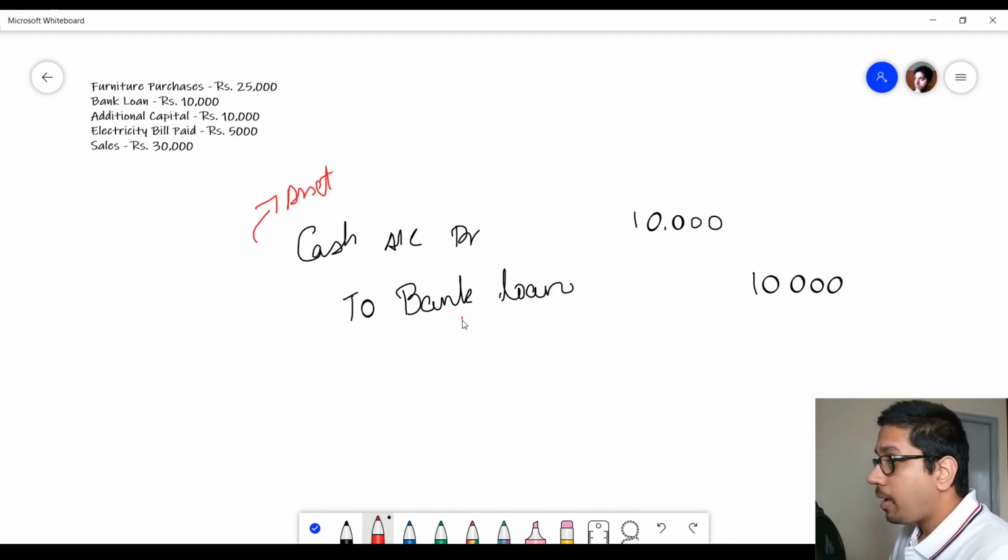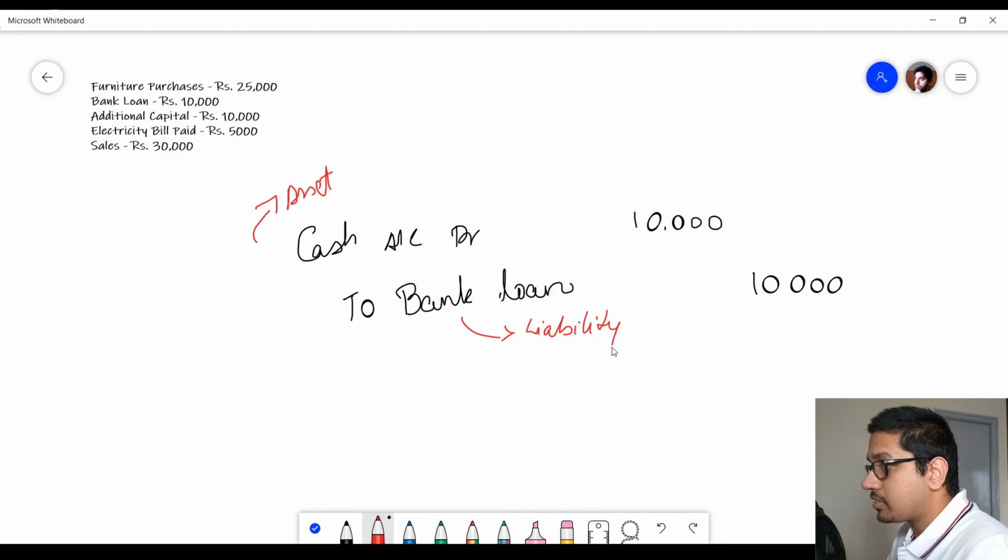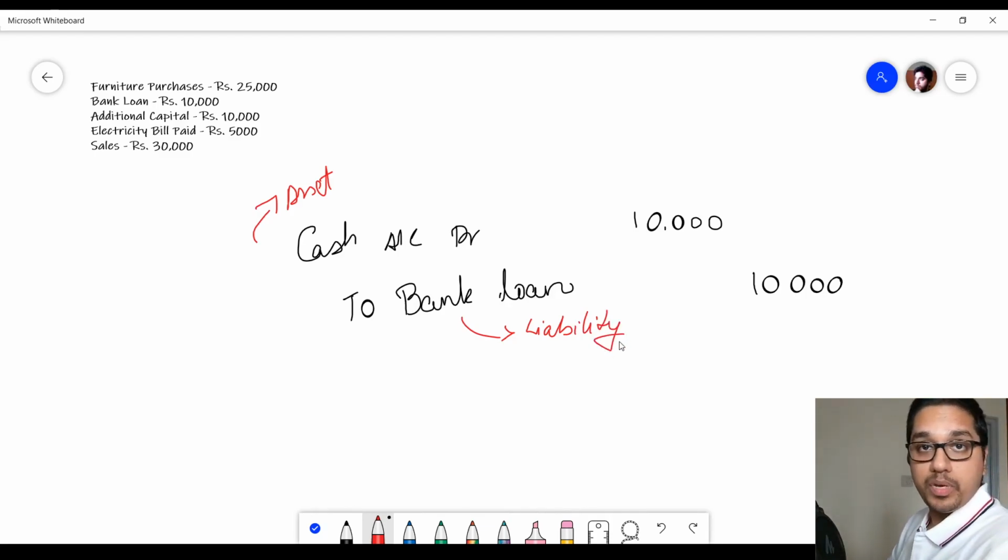So what is bank loan? Bank loan over here is a liability in the business. So what is happening in this particular transaction is that the asset is increasing and the liability is also increasing in the business.